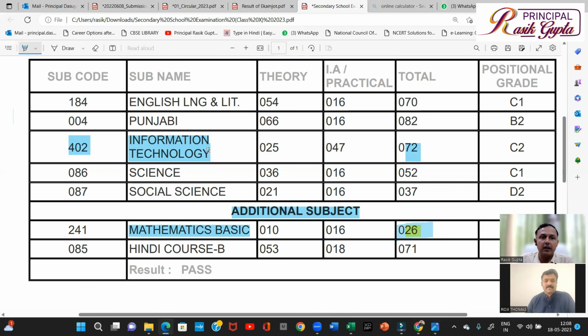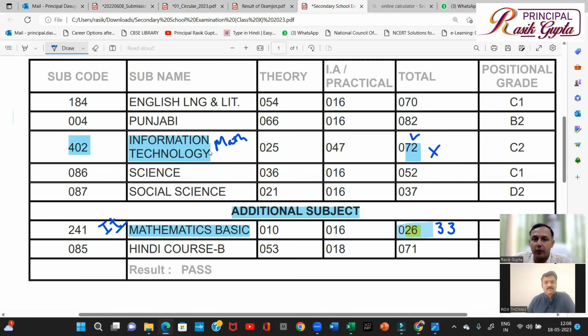Suppose अगर यहाँ पे student के 33 marks होते मैथमेटिक्स में और IT के 72 ही होते, फिर भी ये रिप्लेसमेंट नहीं होता. Mathematics would have been reflected here, and IT would have remained an additional subject.